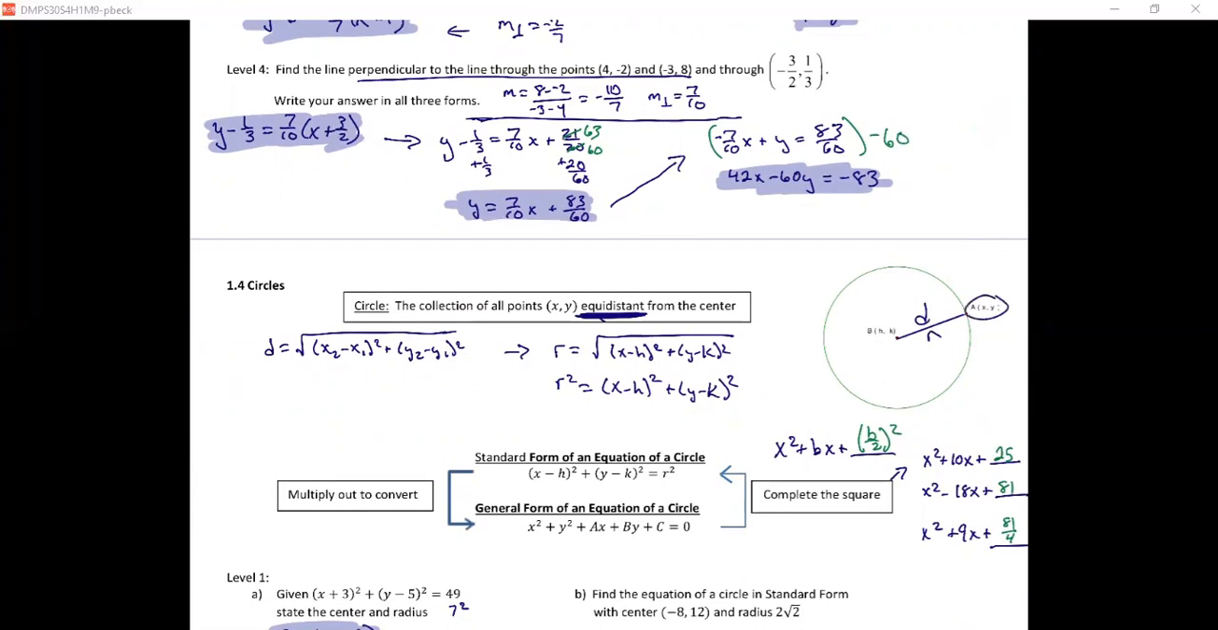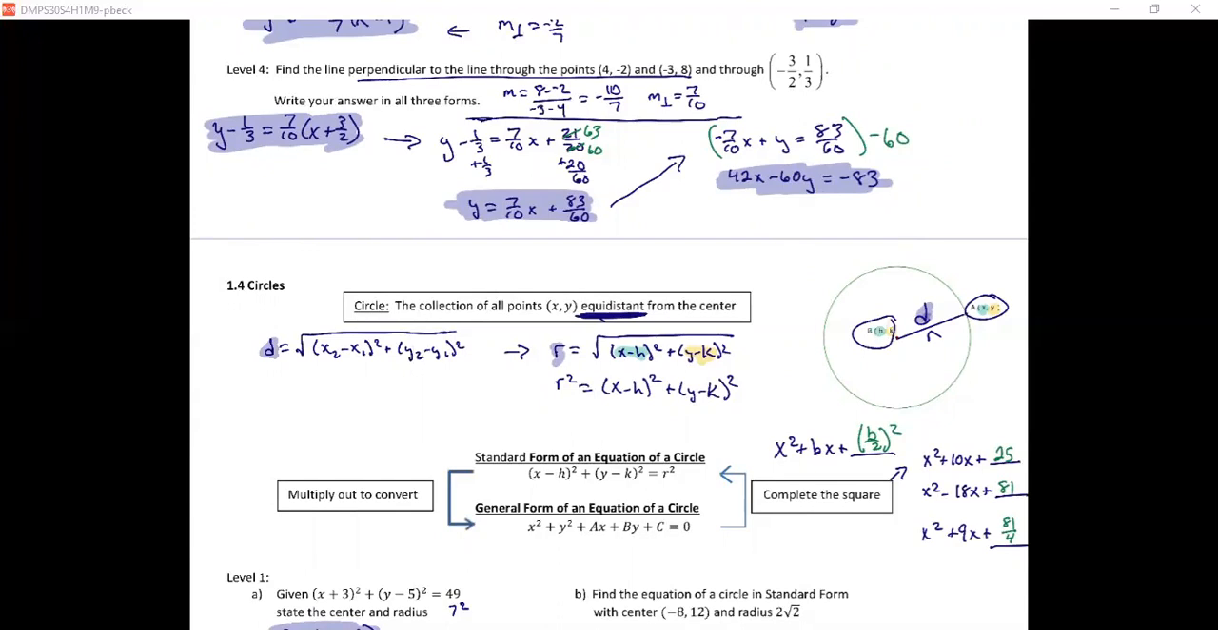And the points that I have here, x, y, and then the center h comma k, allow me to use the distance formula to say my distance or radius is going to be x2 minus x1, which is how I get the x minus h squared, and then plus y2 minus y1, which is how I get the y minus k squared. And so from that, if I square both sides, then I get the equation of a circle.